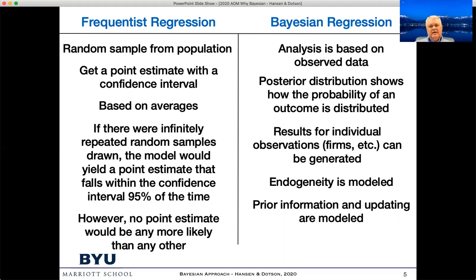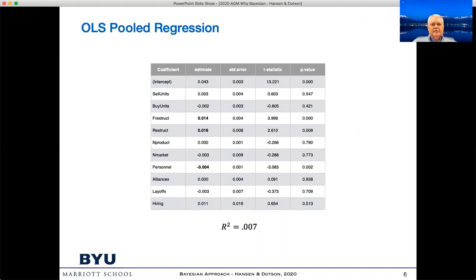And when we do that, I would just point out that is the actual probability of that outcome and how that outcome probability is distributed. I would also point out that in a Bayesian hierarchical regression that we do, endogeneity is inherently modeled in that kind of model. Now, here we see an OLS pooled regression output for this data.